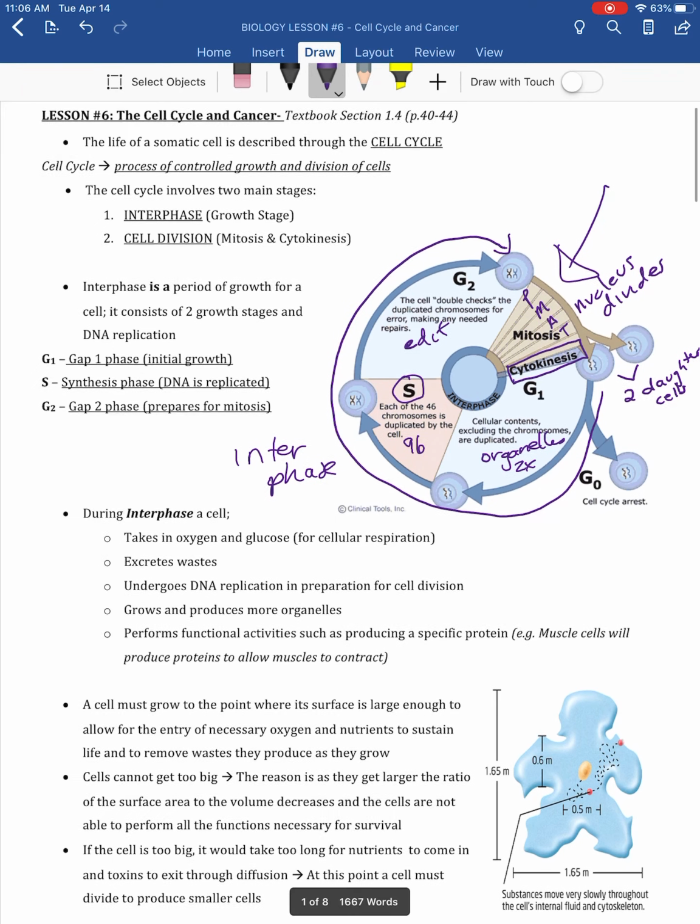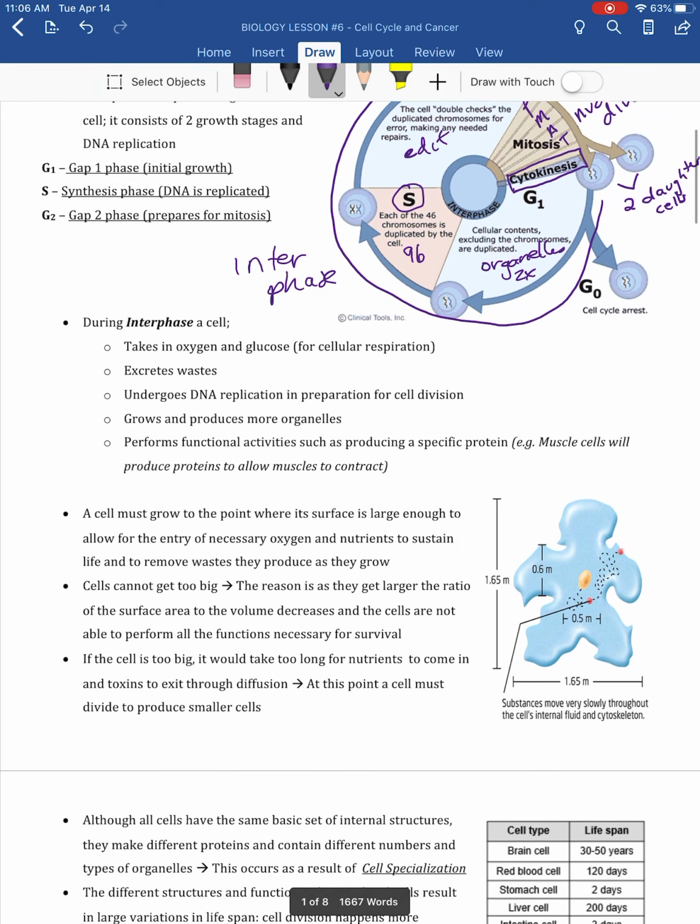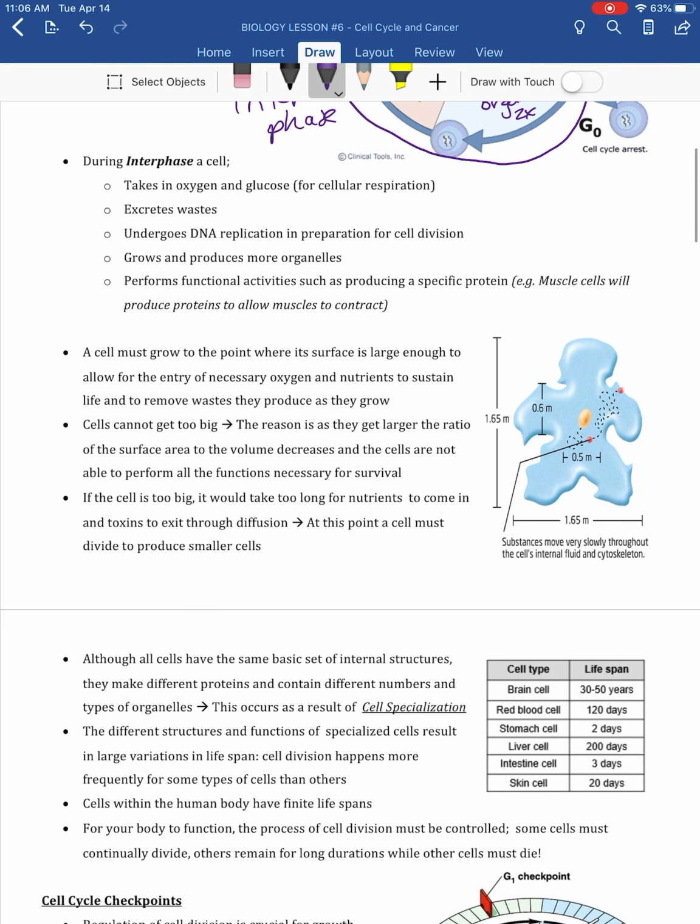So taking a look, I'm just going to scooch this up. During interphase, the cell needs a lot of energy for cellular respiration, and like I said before, the cell that's going to be divided needs to grow. But these cells cannot get too big, because if they get too big, it becomes inefficient.